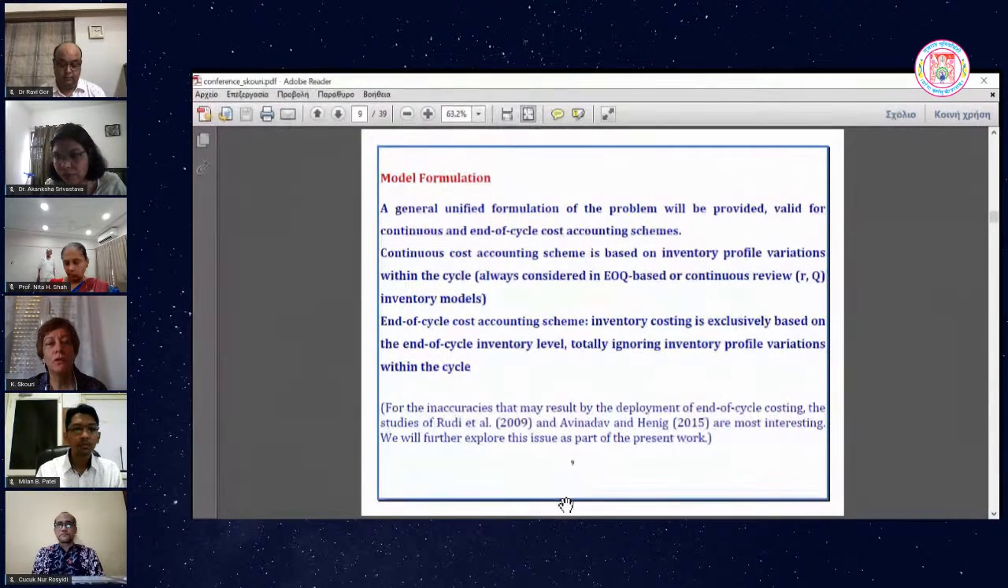Now we will present the model formulation, which will be provided under two cost accounting schemes, continuous and end-of-cycle cost. The continuous cost accounting scheme is based on inventory profile variation within the cycle, always considered in EOQ-based or continuous review inventory models, while the end-of-cycle cost accounting scheme is exclusively based on the end-of-cycle inventory level, totally ignoring inventory profile variation within the cycle. We will come back to this issue later, but we note that for inaccuracies that may result from the deployment of end-of-cycle costing, we refer to the studies of Rao and Axsäter, and we will further explore this issue as part of the present work.